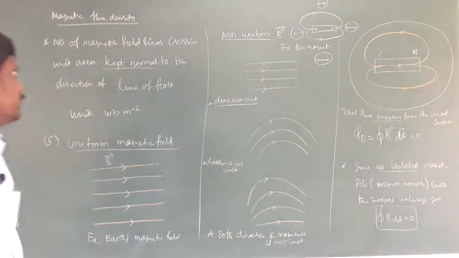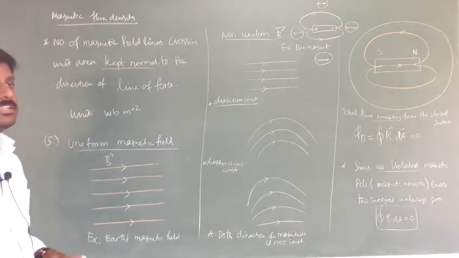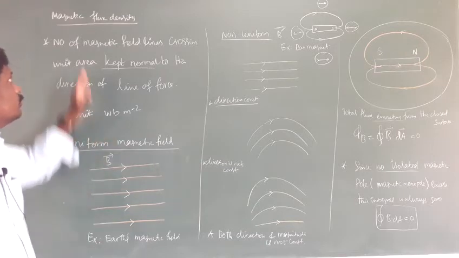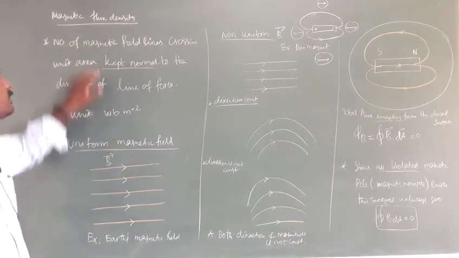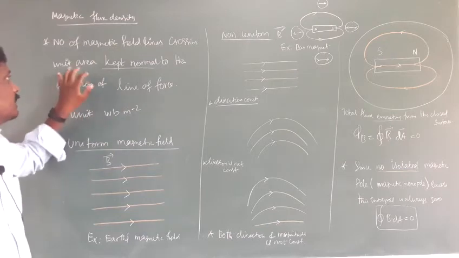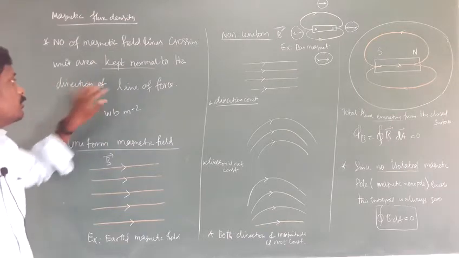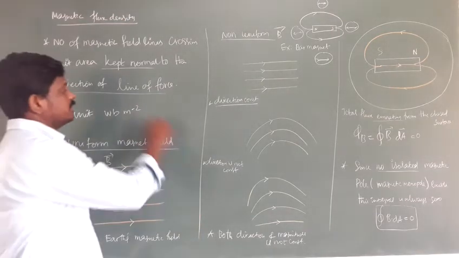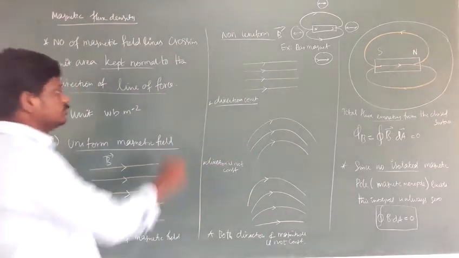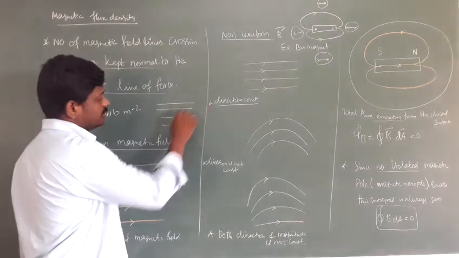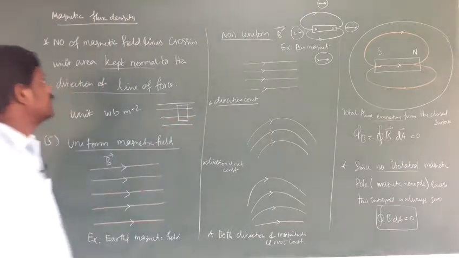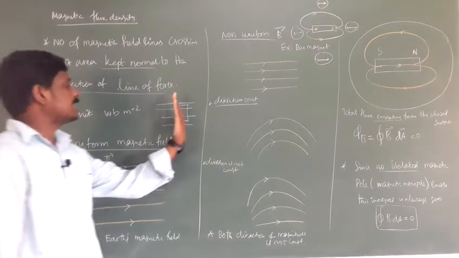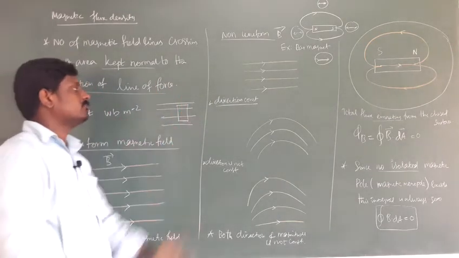Students, in this class I will discuss magnetic flux density, uniform magnetic field and non-uniform magnetic field. Magnetic flux density is the number of magnetic field lines crossing a unit area kept normal to the direction of the line of force. The direction of the line of force means the direction of the magnetic force. So it is the number of magnetic lines passing through a given area, kept normal to the direction of the line of force.